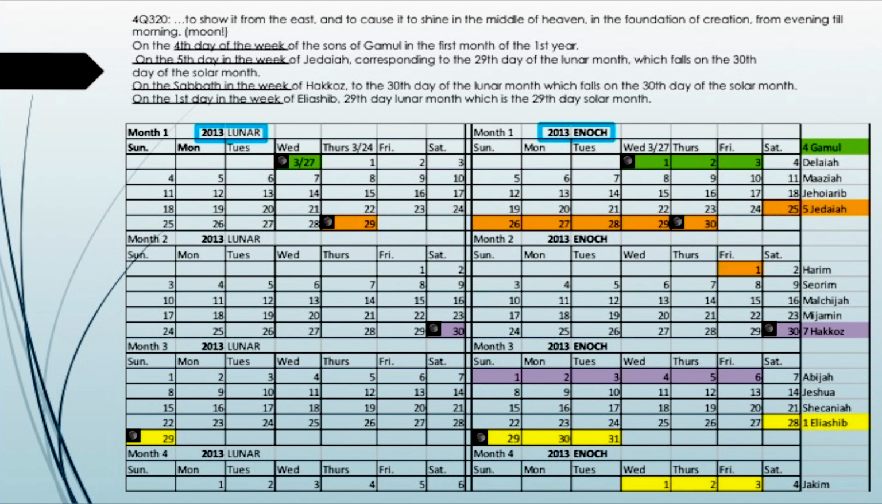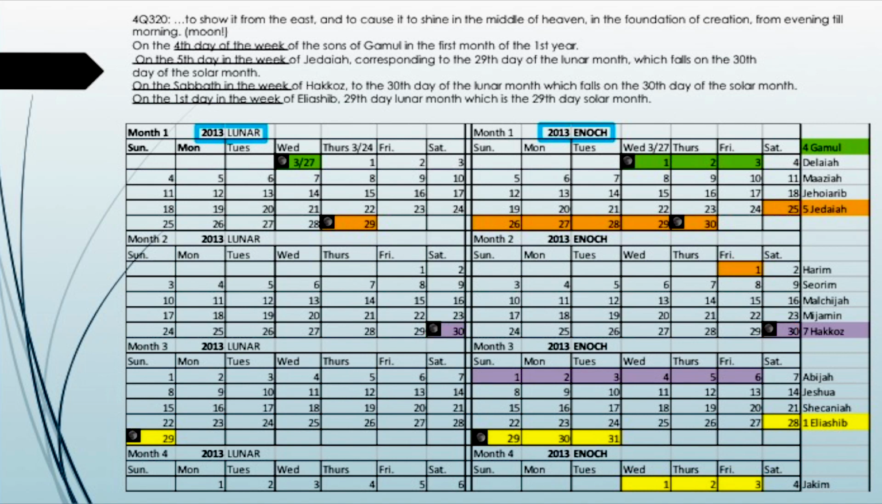But you see where you have the full moon right there on the 5th day of Yediah, which is the very next line. On the 5th day in the week of Yediah, corresponding to the 29th day, see where the gold, the 29th day on the lunar calendar on the left, which falls on the 30th day of the solar month. So under the Enoch calendar, that is the 30th day. The next line, on the Sabbath in the week of Hakoz, that's in the purple, the 30th day of the lunar month, which falls on the 30th day of the solar month. Note that the purple boxes match, 30th day, and it is on the 7th day, the Shabbat. That's why it says 7 Hakoz.